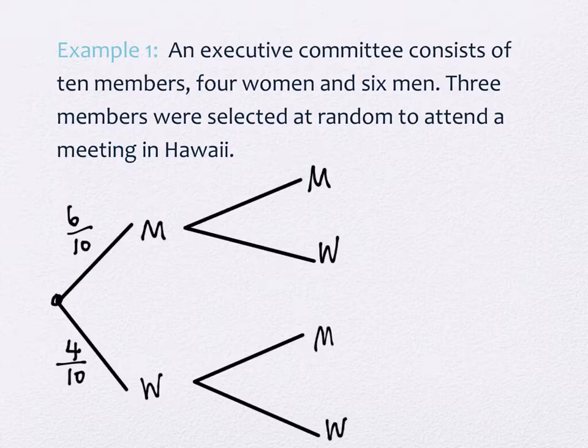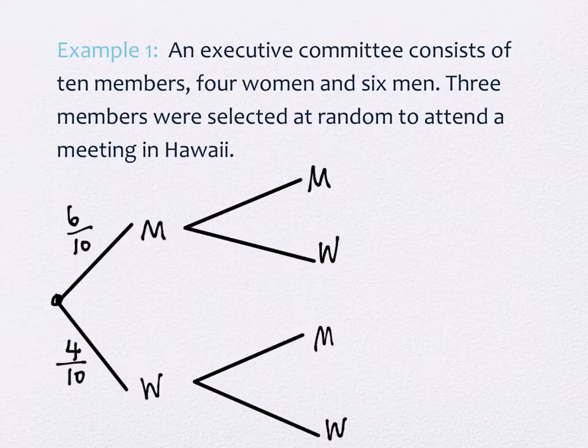But these are not independent events, because whoever I selected first directly affects how many men's or women's names are still in the bucket to be drawn. So as we do this, we have to go along the branch to figure out what's happening. So we're going to start with our top branch. Okay, so there was a man's name drawn. The 6 out of 10 is no longer relevant, but there was a man's name drawn.